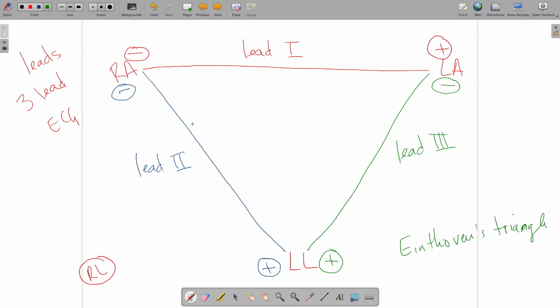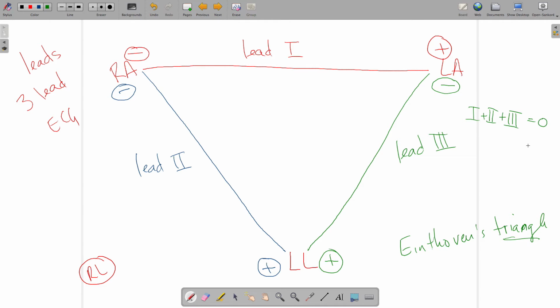So there are some assumptions we're going to make with the EKG findings, based on the fact that we've created a triangle, and triangles possess certain geometric properties. And that's why this theorem, Einthoven's theorem, says that if we were to add the values of lead 1 to lead 2 to lead 3, we'd actually get an answer of 0. So if you were to take the electrical information from lead 1, lead 2, and lead 3, and add it all together, you should get an answer of 0. And I'll tell you more about what that means in just a little while.